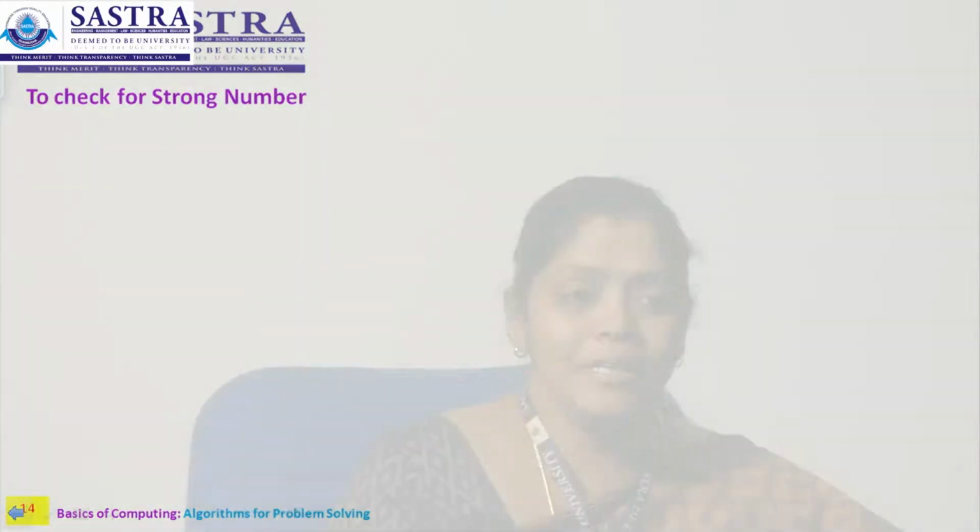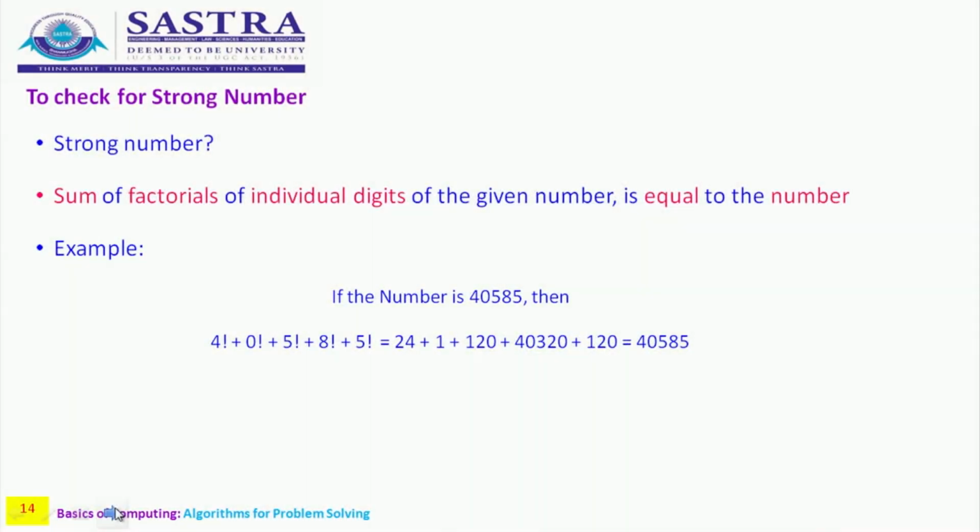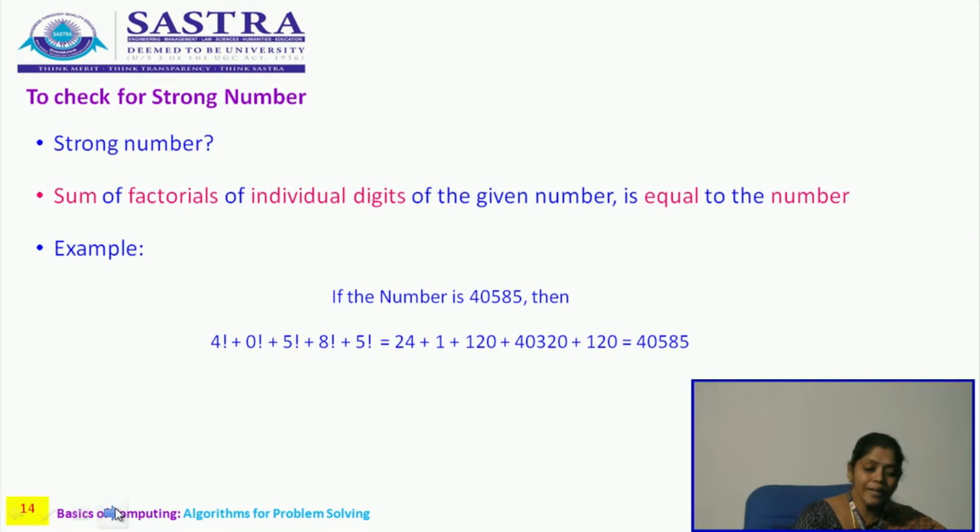The next module is to check whether a given number is a strong number or not. Before proceeding to this algorithm, we must know what a strong number actually is. The characteristic of a strong number is that the sum of factorials of the individual digits of a given number must be equal to the number.